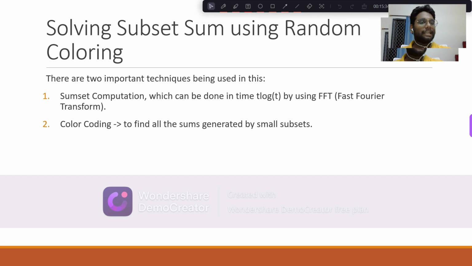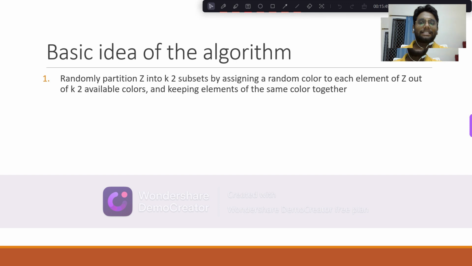We can improve this particularly with the help of fast Fourier transform, and along with that we'll also use color coding to find the sums generated by small subsets. So these were the two important parts where the color coding algorithm was being used in the subset sum problem. Now let's look at what the basic idea of the algorithm is.